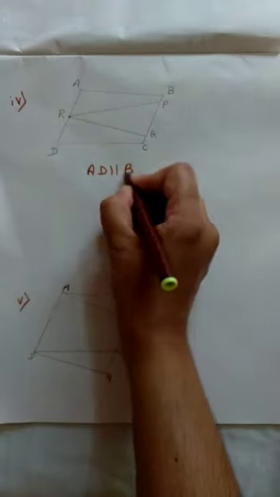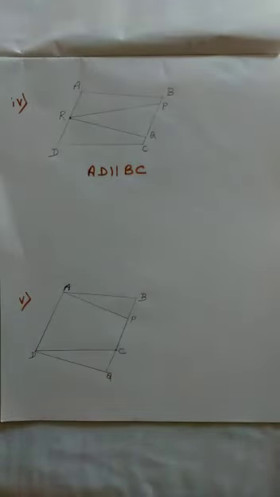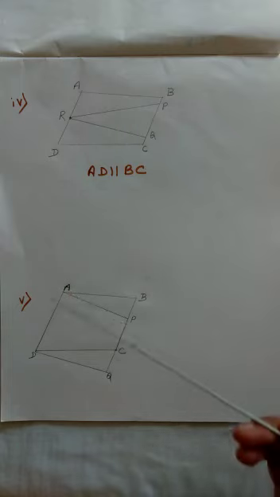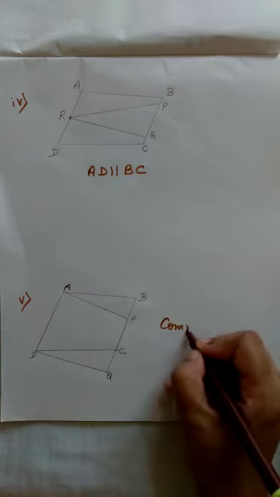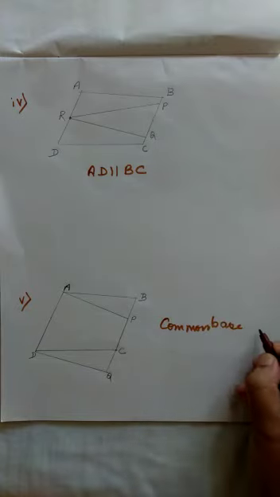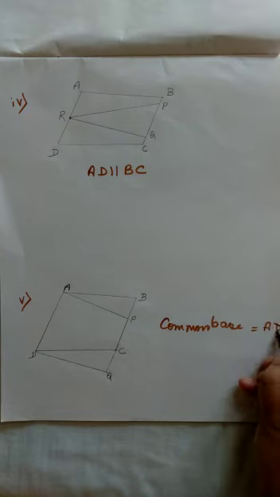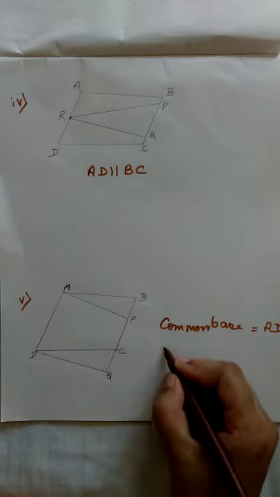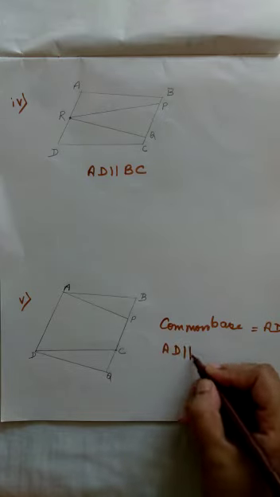Consider the fifth figure in which ABCD is a parallelogram and APQD is another parallelogram having the common base equal to AD, and they are between the parallels AD and BQ. It can be written as AD parallel to BQ.